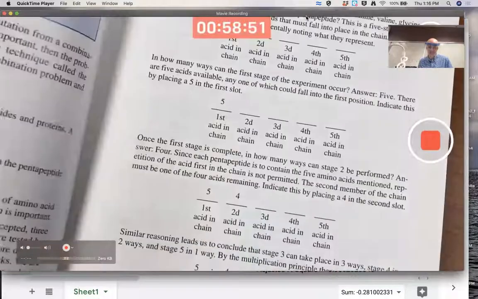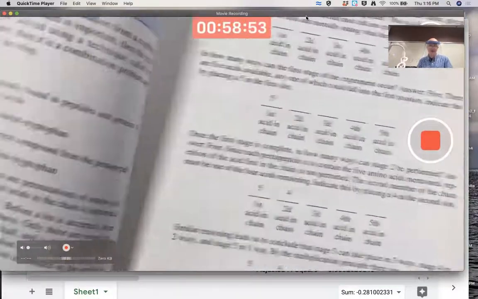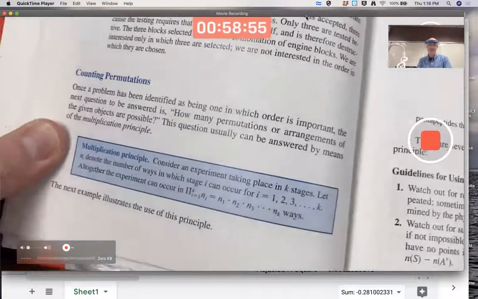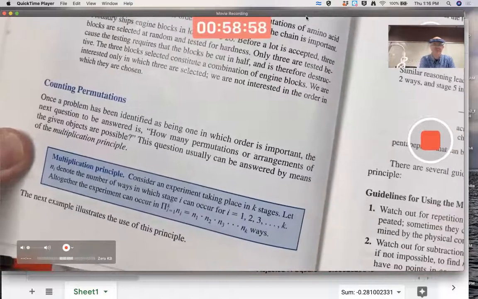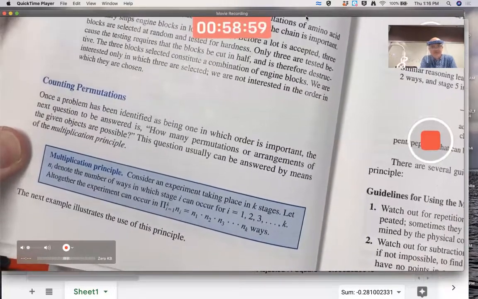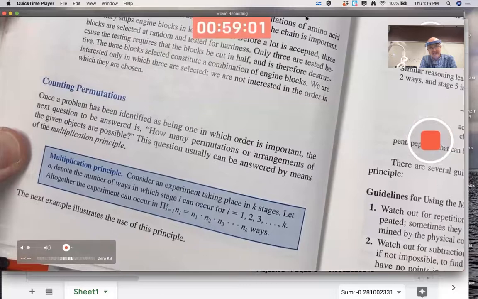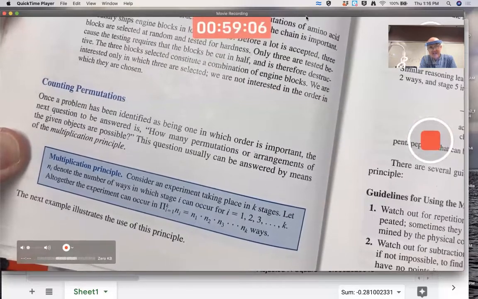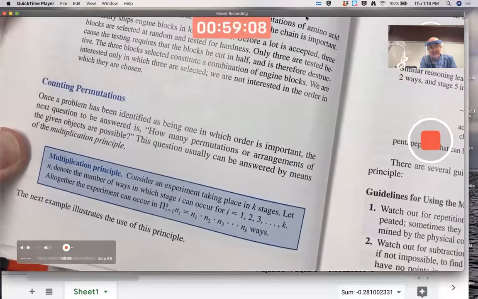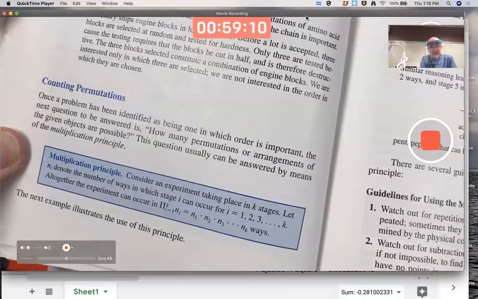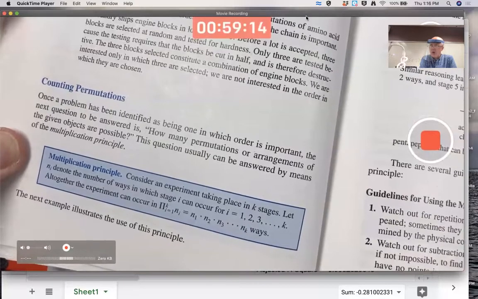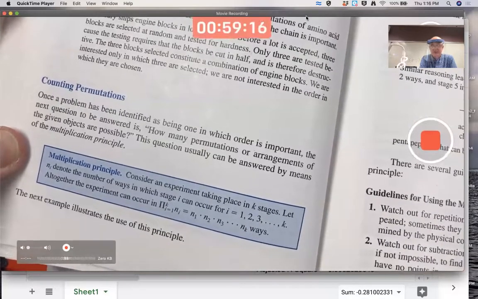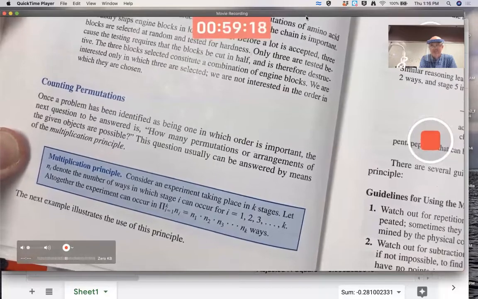a fundamental principle called the multiplication principle, which really is just the meaning of what it means to multiply whole numbers. Looks fancy. An experiment taking place in k stages where n sub i is the number of ways each stage can occur, i goes from 1 to k. You multiply all the n's to figure out the total number of ways the experiment can occur. Sounds really fancy, but really is just describing what whole number multiplication means.